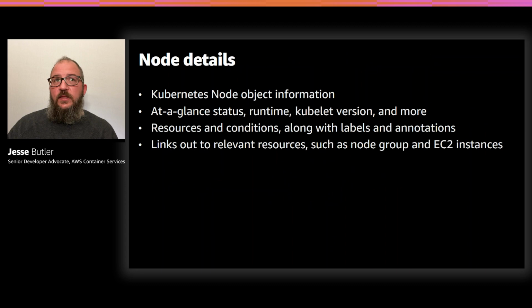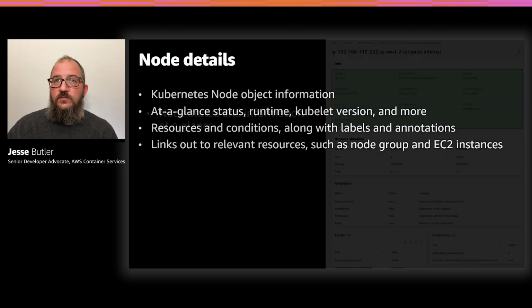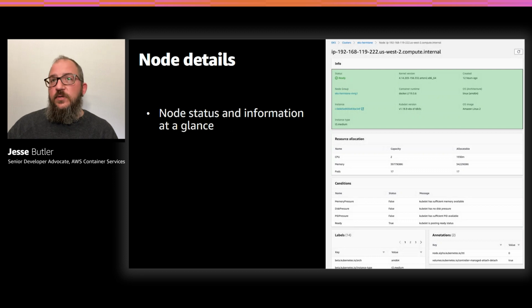One of the things I really like, because I'm more of an ops thinker, is the node details. So right now, when you click into a cluster, you get a list of your nodes and you can see their status. Clicking into any one of them, you can get into the node details. And this gives you, again, at a glance, sort of the information about that node, its runtime, the kernel version that's running, when it was created.